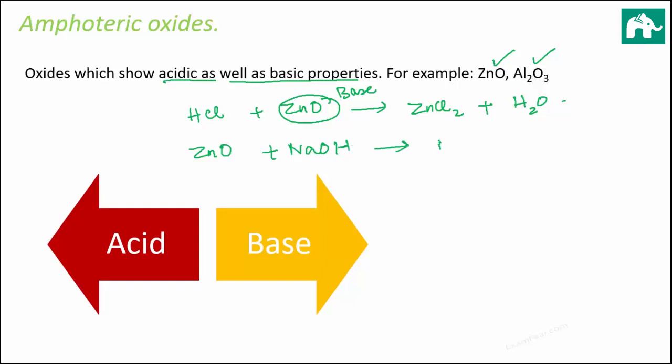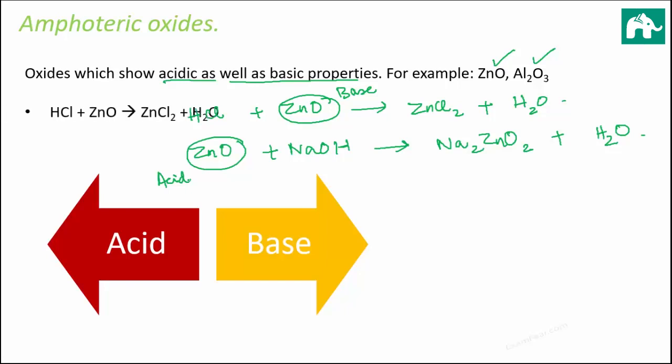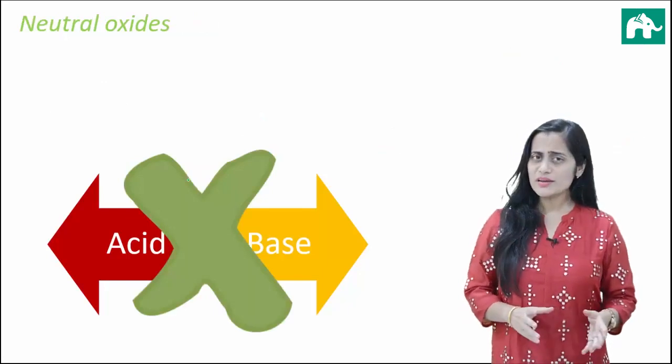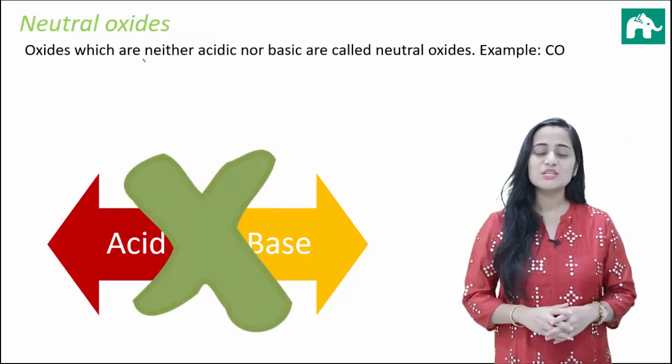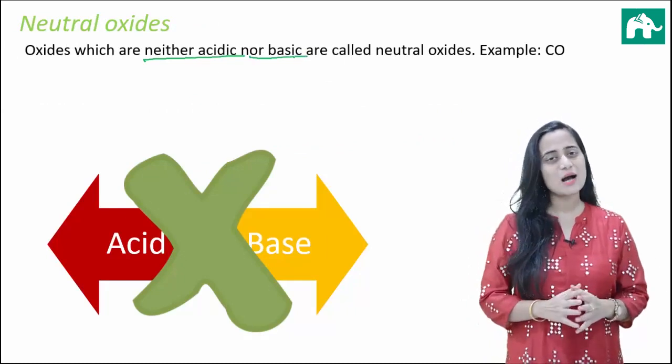We see that it forms Na2ZnO2 plus H2O. So here zinc oxide reacts with a base to form a salt plus water. That means in this case, zinc oxide behaves like an acid. So zinc oxide and aluminium oxide are two such metal oxides which behave as an acid as well as a base, and such oxides are called amphoteric oxides. Oxides which are neither acidic nor basic in nature are called neutral oxides. One of the best examples is carbon monoxide.